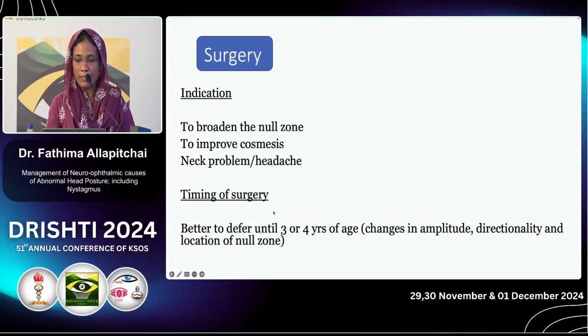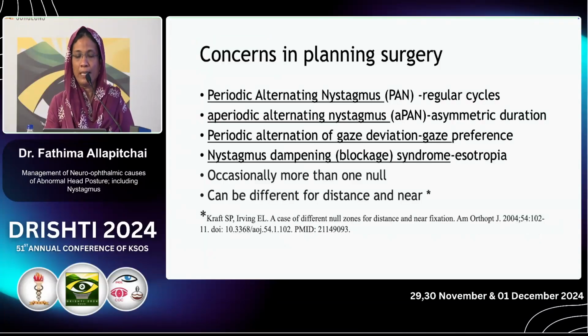Timing of surgery is better deferred until 3 or 4 years because there could be some change in the amplitude, directionality, and location of the null zone. The surgery itself is technically not at all different or difficult because it is the same recess-resect procedure. The planning and determining the dosage is the difficult part in nystagmus surgeries.